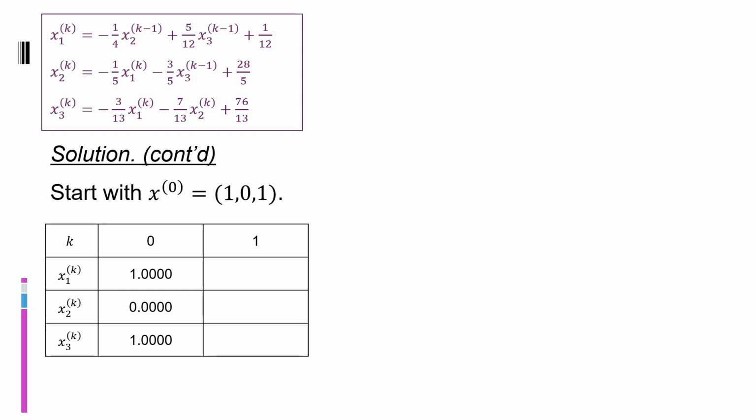For k equals 1, x sub 1 now equals negative 1/4 times 0. So, ito yung gagamitin natin na dalawa. Plus 5 over 12 times 1 plus 1 over 12. And that is equal to 0.5.